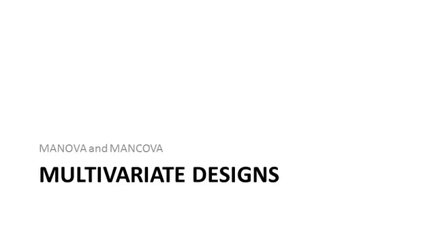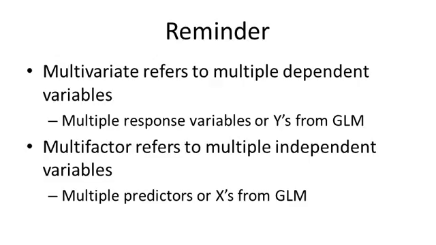Moving on to multivariates, I'm going to be talking about MANOVA, but MANCOVA is basically the same as MANOVA, it's just that it has the included covariates that we just discussed. So as a reminder, multivariate refers to multiple dependent variables, so multiple response variables or Y's in your GLM. Multifactor refers to multiple independent variables, so that's when you have multiple predictors or X's from GLM.